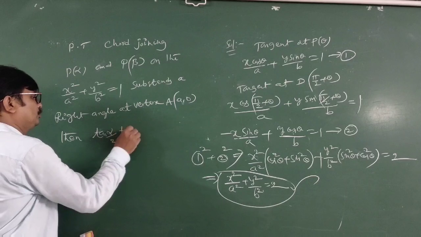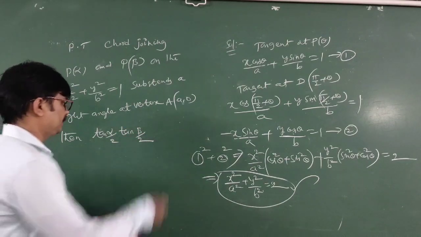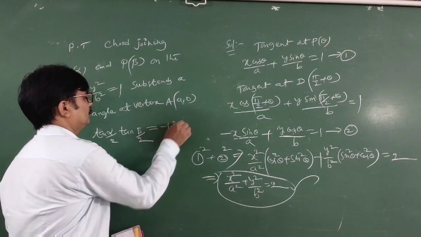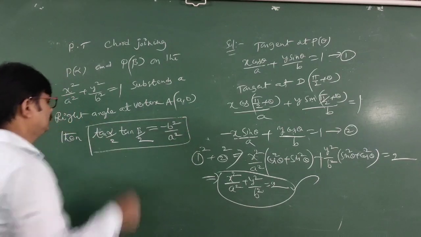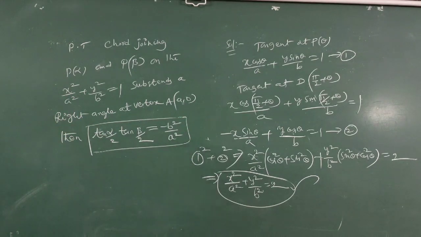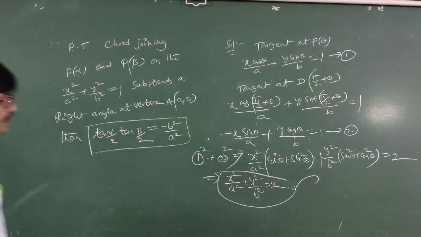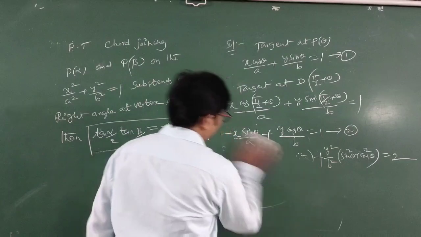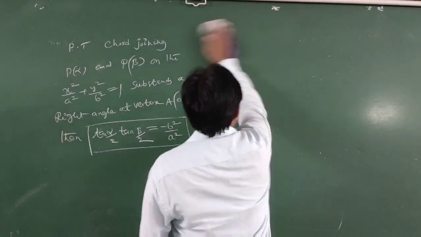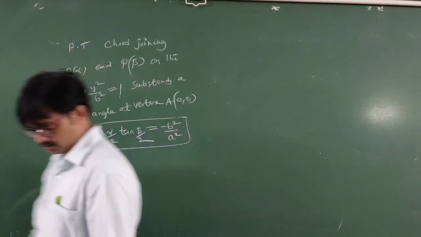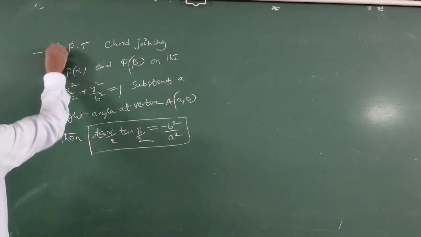Okay students, so that tan of alpha by 2 into tan of beta by 2 equal to minus of b square by a square. Dear students, how can you write this?